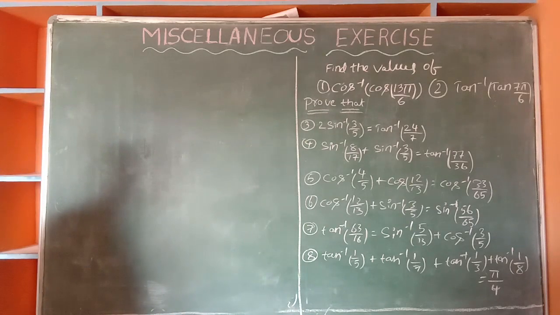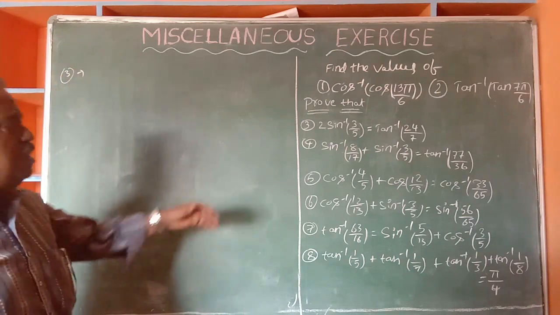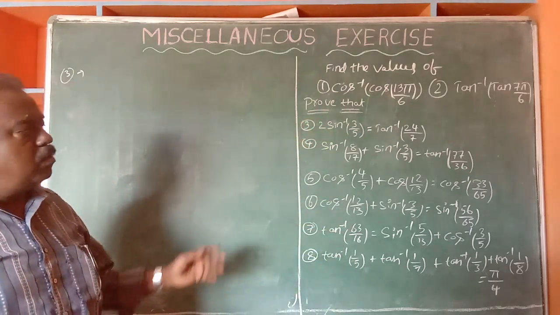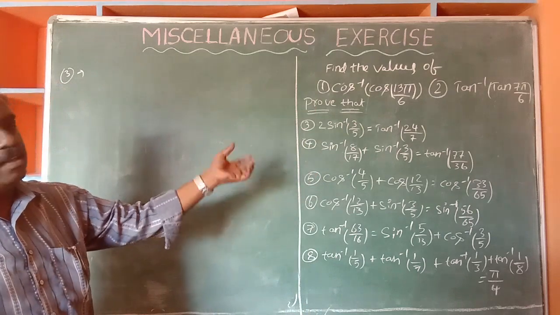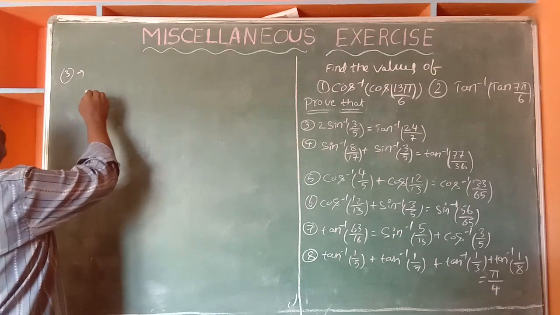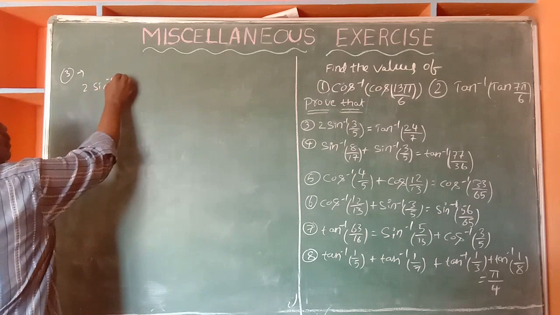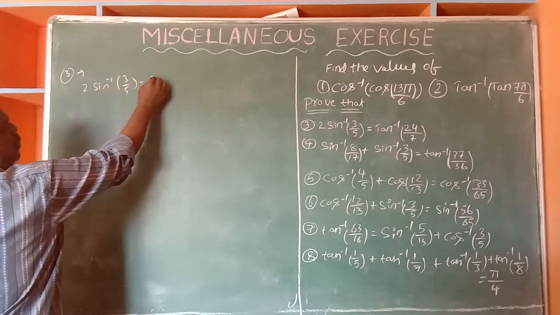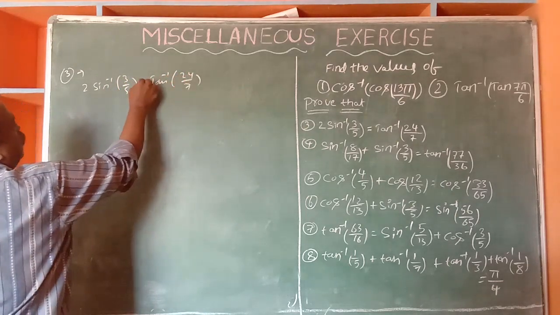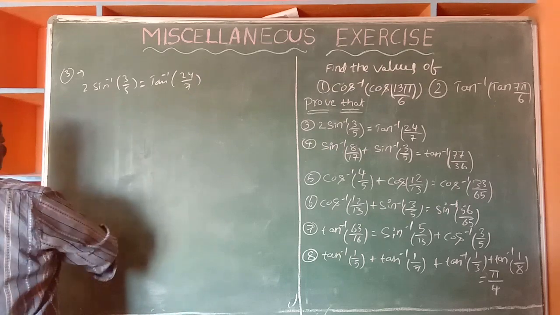Next, we'll go to the third problem. From here to the 8th problem, these 6 problems we have to prove, taking LHS and proving RHS, or taking RHS and proving LHS. In order to prove this: 2 sine inverse 3 by 5 is equal to tan inverse 24 by 7.